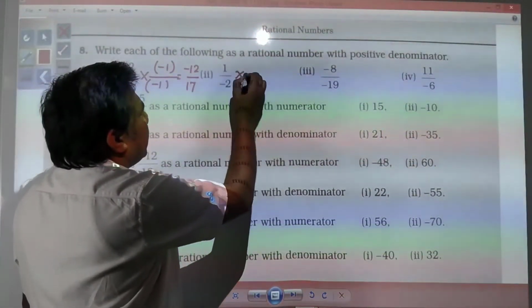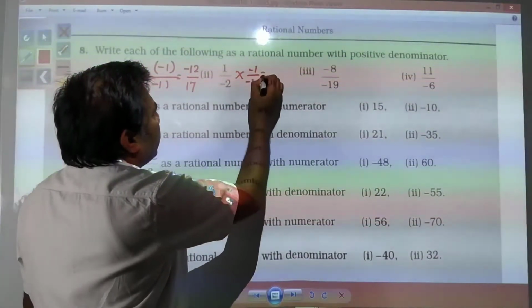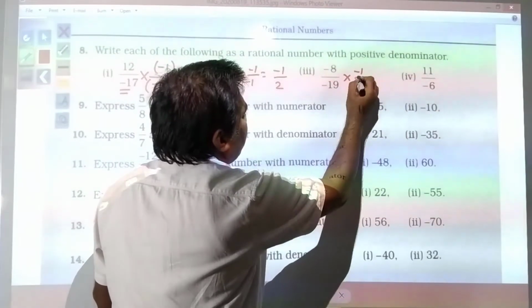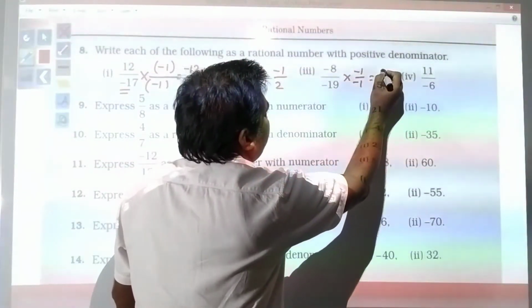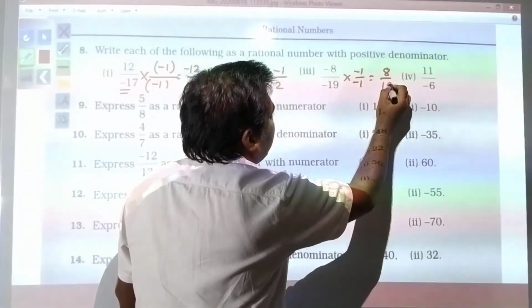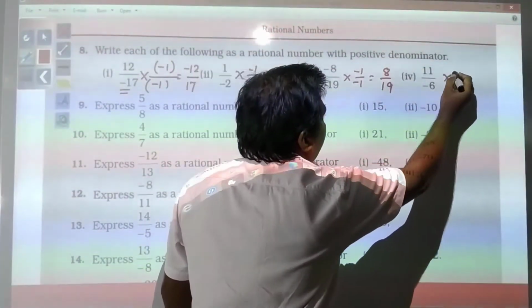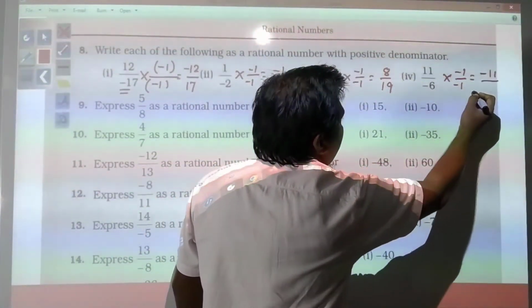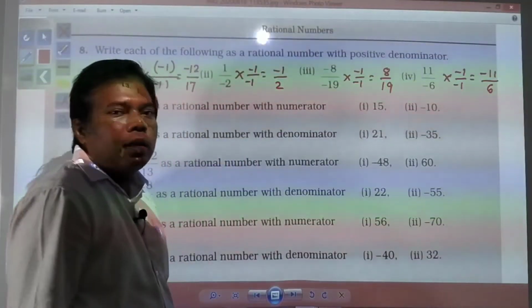Here again the same thing is required to be done. So you will get minus 1 by 2. Here minus 1 by minus 1. So this will be 8 by 19. Here you will have minus 1 by minus 1. So it will be minus 11 by 6.